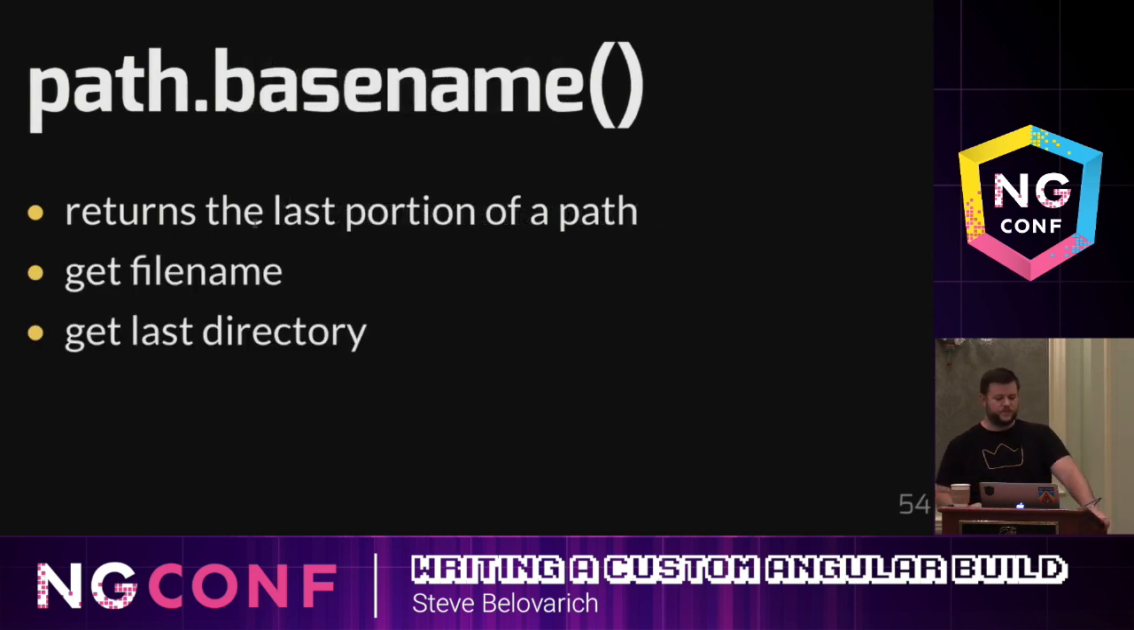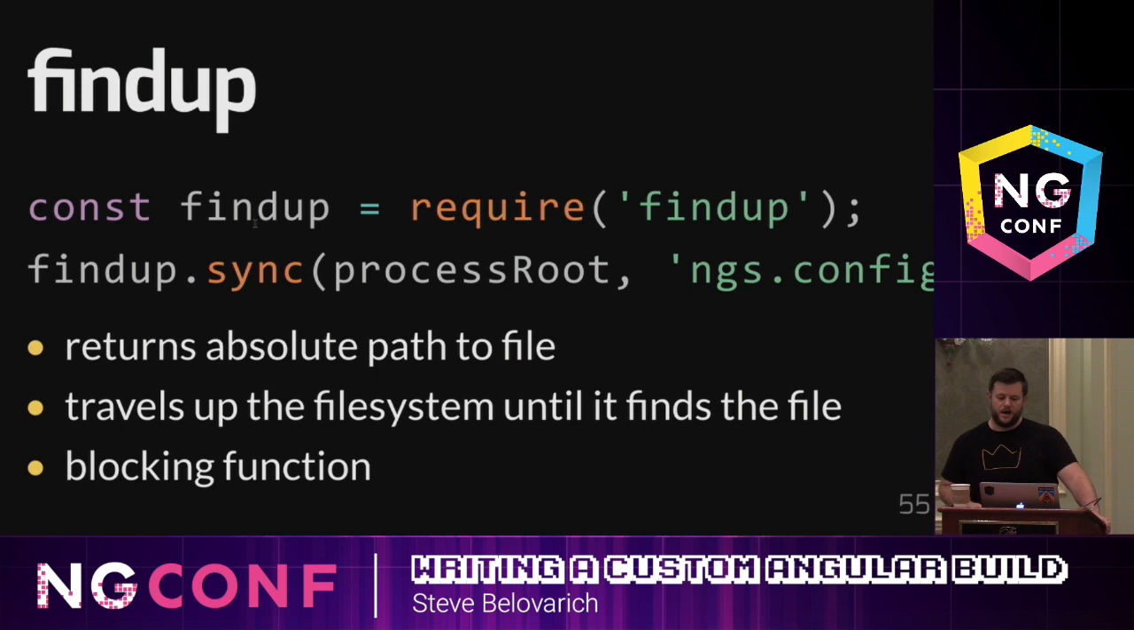Path.basename will return the last portion of the path. We can get a file name this way. We can get the last directory of a path using this method. And like I said earlier, we're going to use findup. And we can use the sync method on findup to find a file somewhere in the file system. What findup is going to do is travel up the file system until it finds the file, and then it's going to return an absolute path to that file.